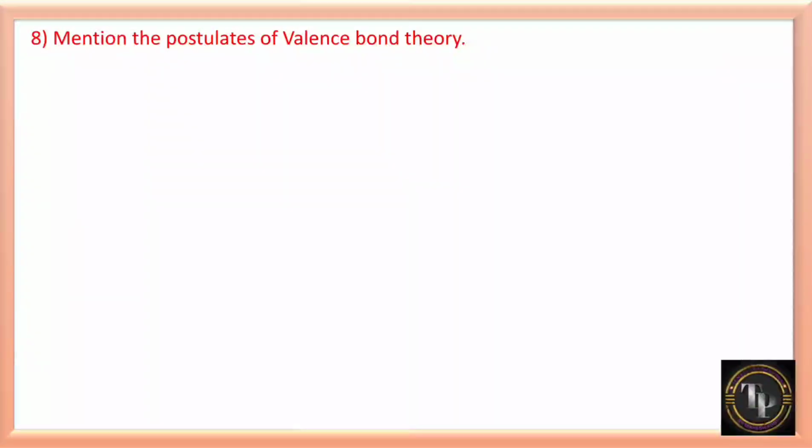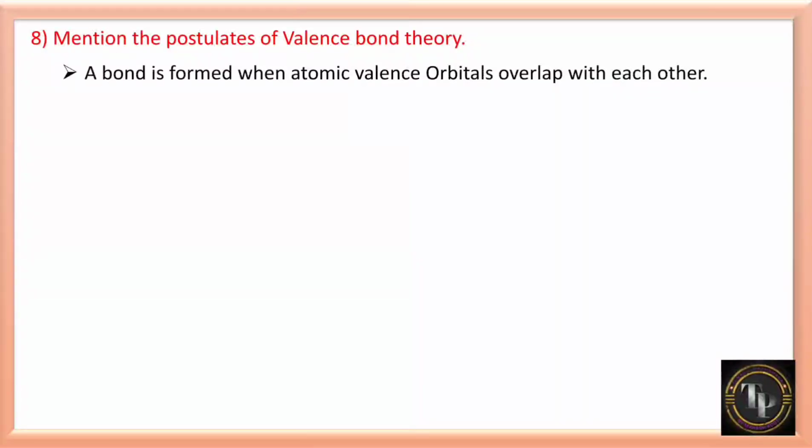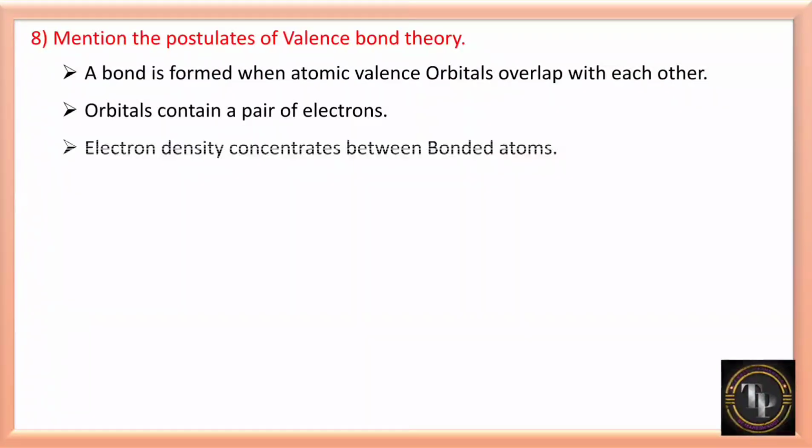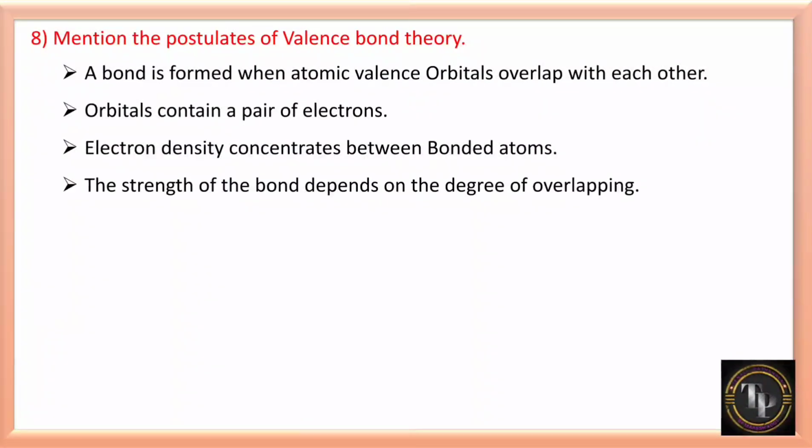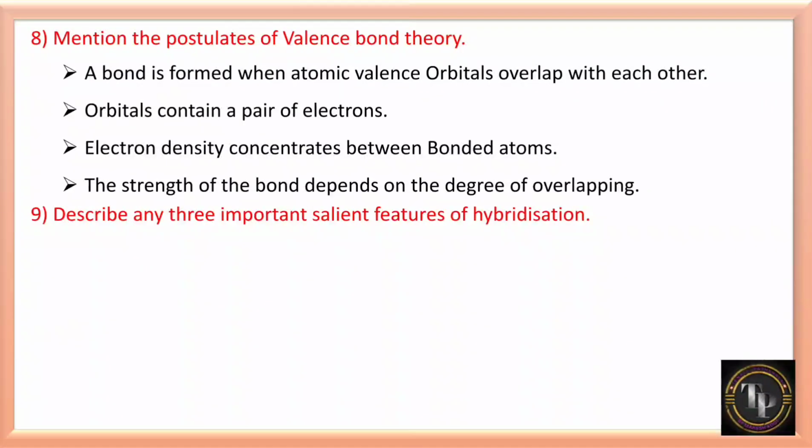Mention the postulates of valence bond theory. A bond is formed when atomic valence orbitals overlap with each other. Orbitals contain a pair of electrons. Electron density is concentrated between bonded atoms. The strength of the bond depends on the degree of overlapping.